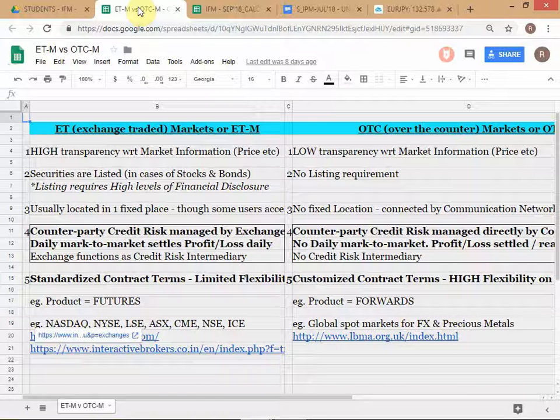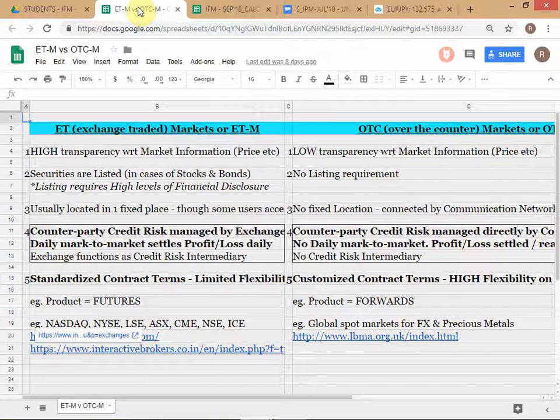Obviously, I've highlighted these two points, point number 4 and point number 5. These are the two most important points of distinction. Is transparency only related to the price, like whether price will be high or low? Actually, there are other factors. That's why I've not used the word price; I've said market information. So there's other types of information besides price, such as volume and open interest.